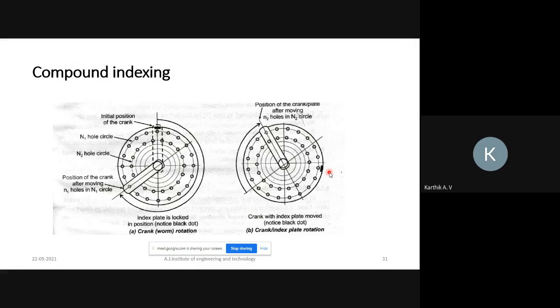So again, both the crank plate as well as the crank are rotating in the compound indexing mechanism. Here n1 holes and n2 holes: n2 holes is for the crank plate rotation, n1 holes for the crank rotation. So you just take down this formula. For calculating compound indexing, you can use this formula: 40 divided by N is equal to n1 divided by N1 plus or minus n2 divided by N2.